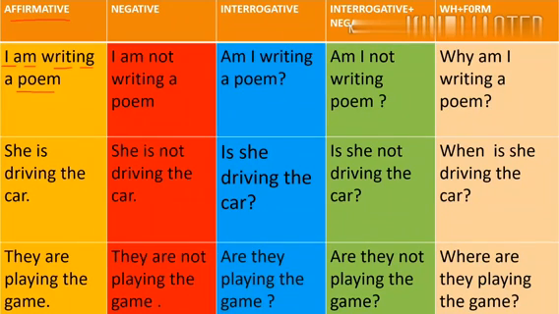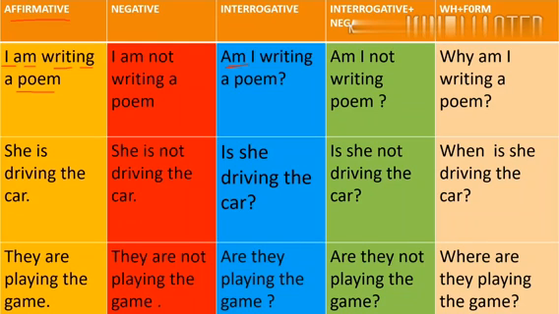I already told you that those sentences which end with raha hai are present continuous tense. So I am writing a poem is a present continuous tense sentence. In the same way, I am not writing a poem is the negative of it. If we talk about interrogative, you can see there is a use of am, and am is already outside the sentence. Am I writing a poem? This is interrogative. It means whenever you want to make any sentence interrogative, you just bring the helping verb outside. It becomes automatically interrogative, and then the rest of the sentence. Am I writing a poem?